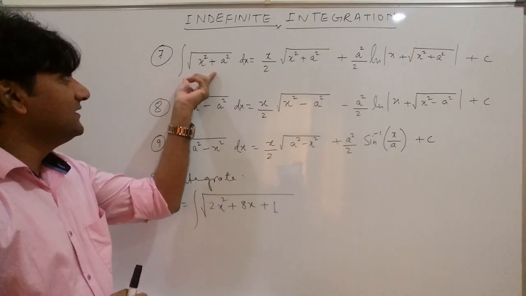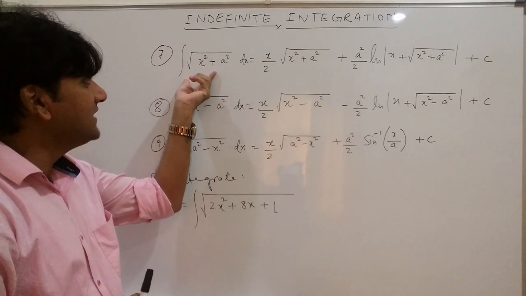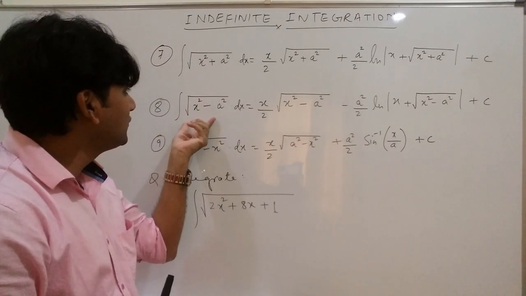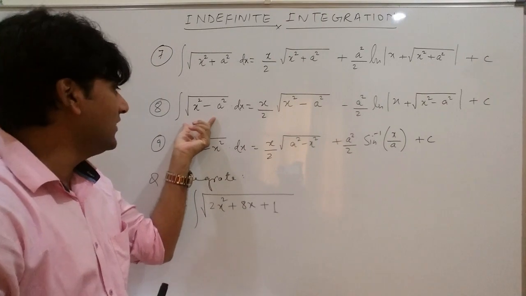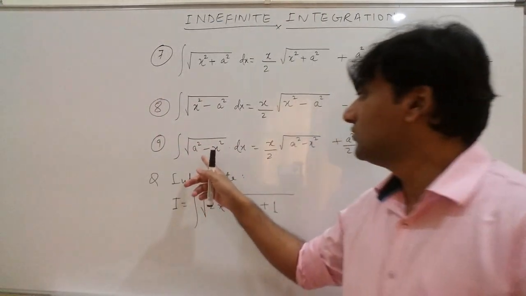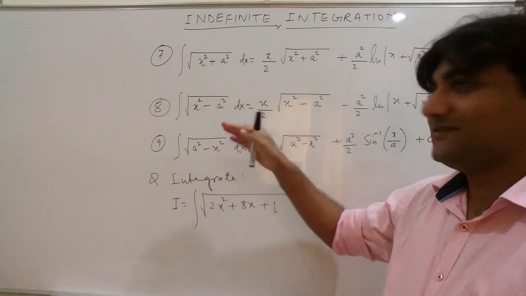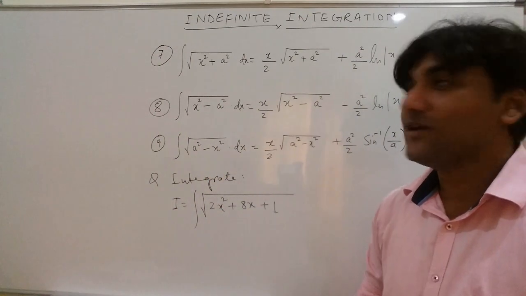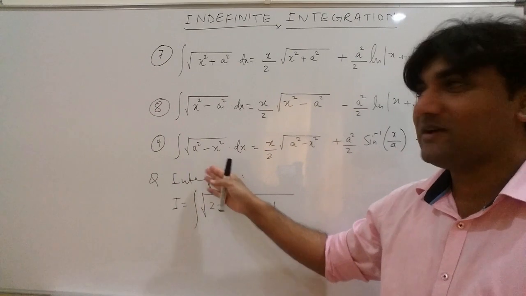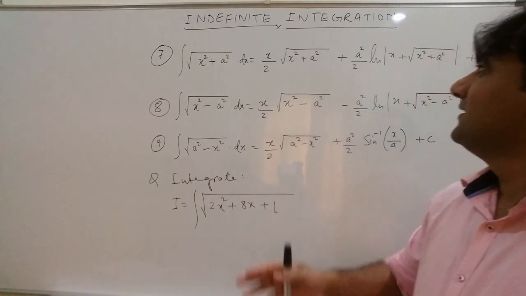7th one, root x square plus a square. 8th one, root x square minus a square. And 9th one, root a square minus x square. All look same, but there are some differences.